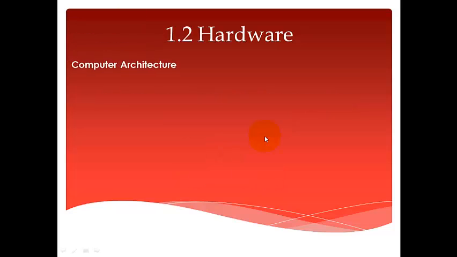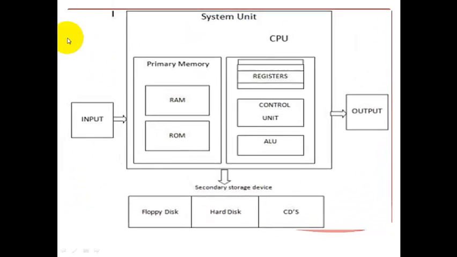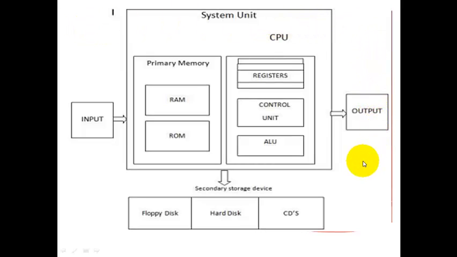What is architecture? The term architecture refers to the base design of a computer, or the basic design of a computer. This diagram gives you the complete picture of a system architecture. This diagram has three main parts. First one is input device, second one is system unit, and third one is output device.